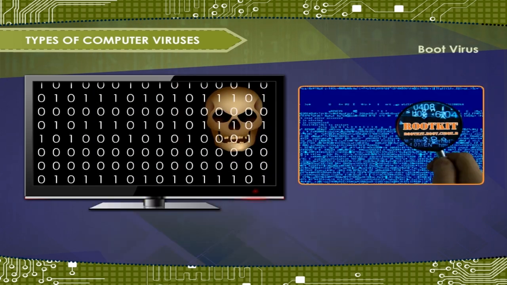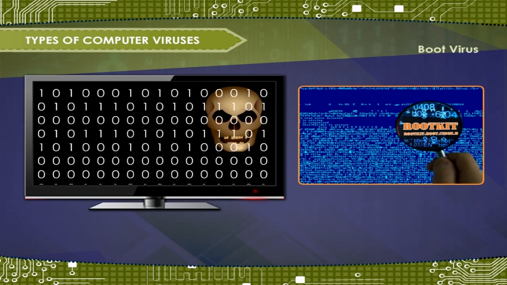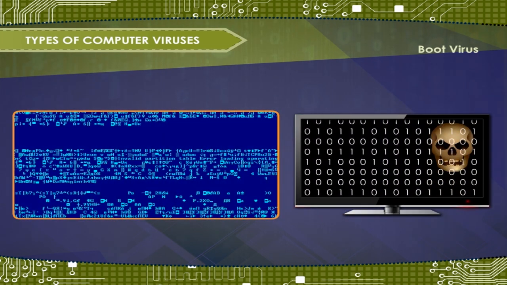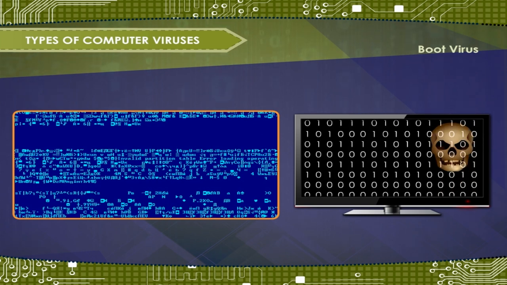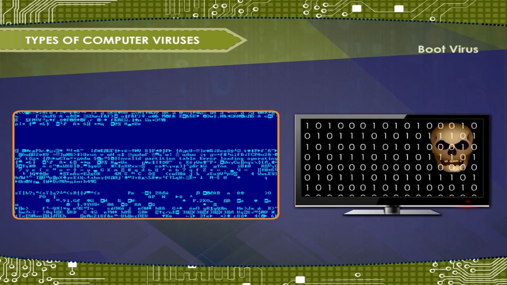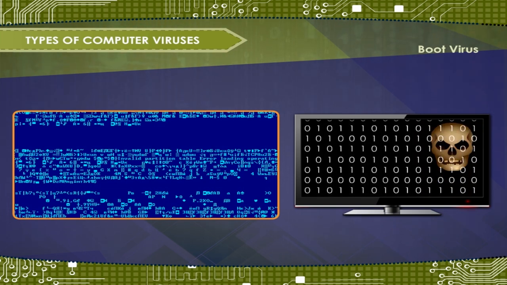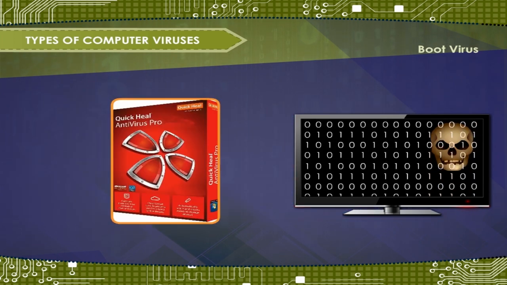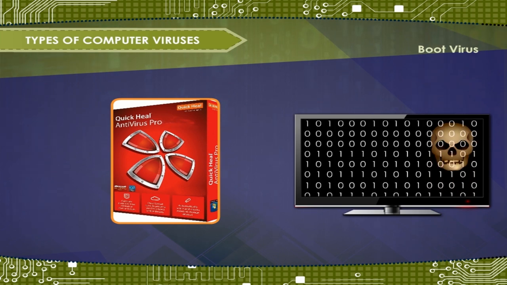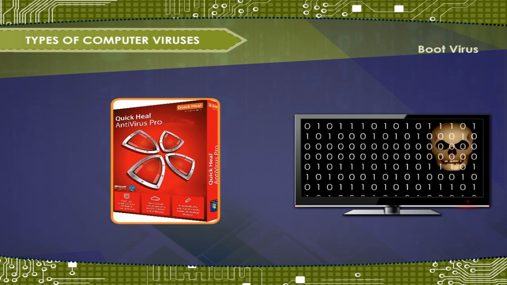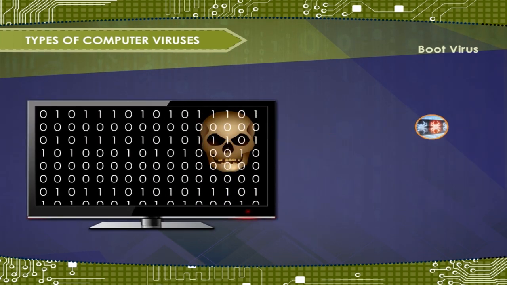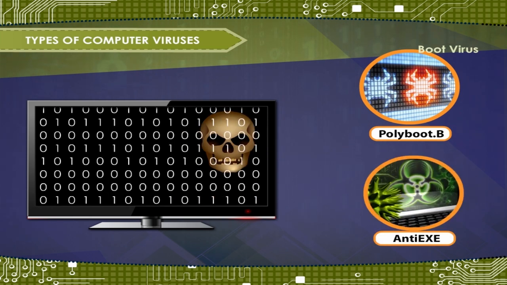Boot virus. This type of virus affects the boot sector of a hard disk. This is a crucial part of a disk, in which information on the disk itself is stored together with a program that makes it possible to boot or start the computer from the disk. The best way of avoiding boot viruses is to ensure that you have a strong antivirus program in your computer. Examples of boot viruses include Polyboot.B, Anti-EXE.